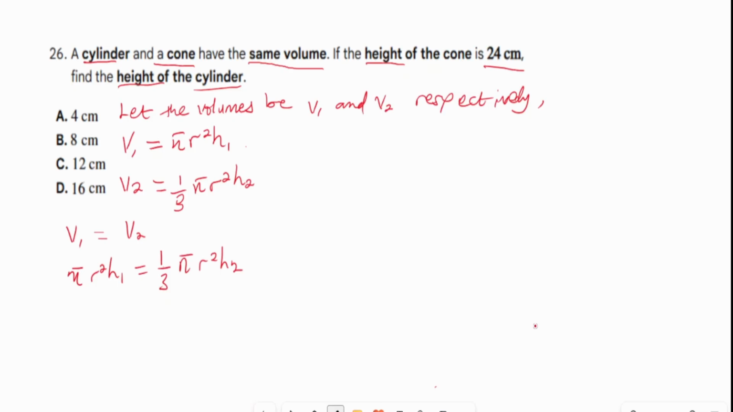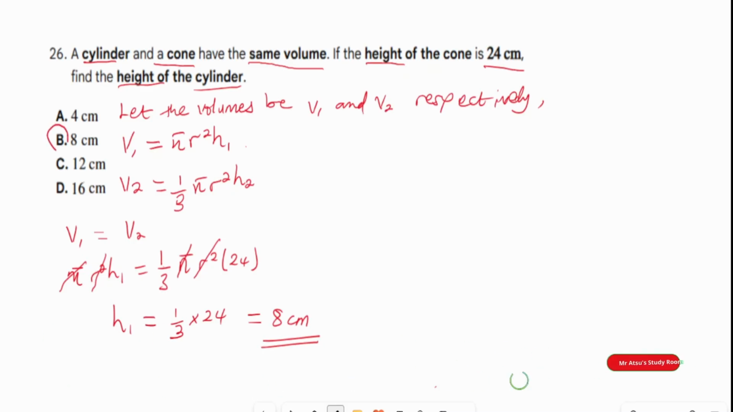And then we know h2 to be 24 according to the question. So let's replace that. Instead of h2, we put 24 in here. Pi is the same for both sides, so they can cancel out. R squared is the same for both sides, so they can cancel out. And we'll have h1 equal to 1 over 3 times 24, and that will be equal to 24 over 3, which is 8 centimeters. And looking through, that is option B.